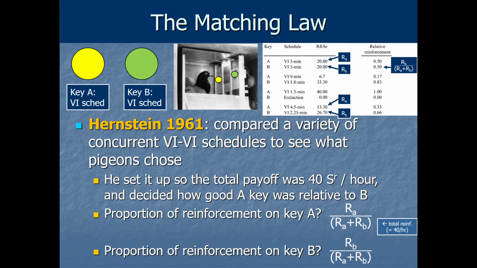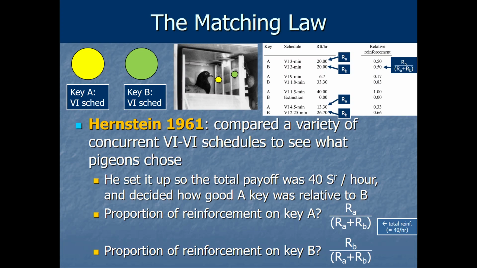And of course, you can do the same thing to calculate the proportion of reinforcers coming from key B. It's just how many reinforcers they can get from B, which we'll call R sub B, divided by how many total there are, which is still 40, because he said in all experiments that 40 is the most you could possibly get. So here it'd be 20 out of 40 again, which is 1/2.